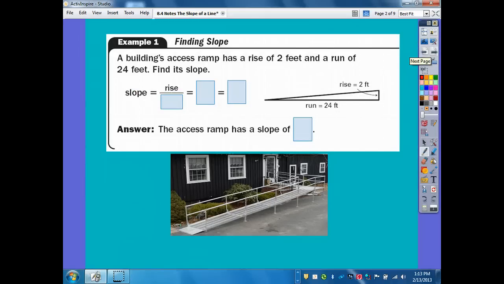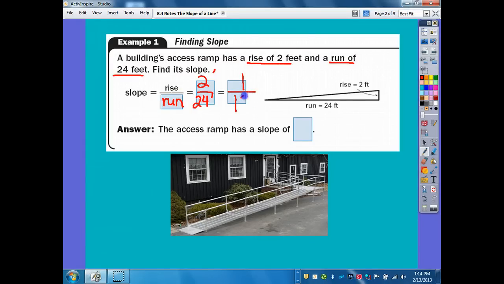Now, here's that building access ramp. This one, this building access ramp, has a rise of 2 feet and a run of 24 feet. So would that be 2 over 24 or 24 over 2? 2 over 24. Okay, because it's rise over run, and they're saying our rise is 2 feet. What is our run? 24 feet. Now simplify that, what do I get?